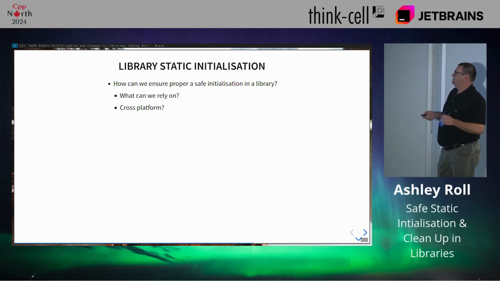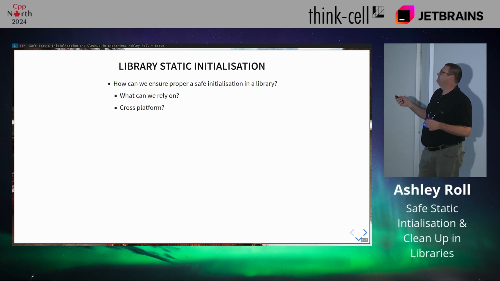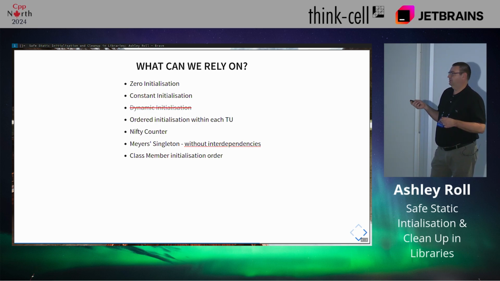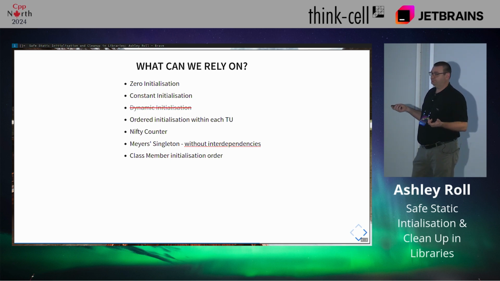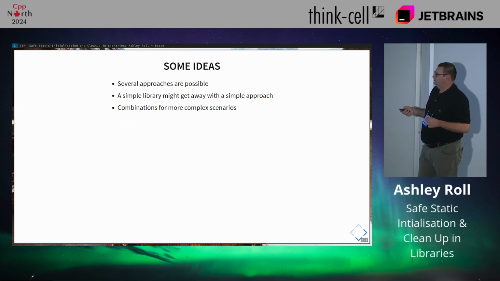So library static initialization. Knowing what we now know, how can we get this right? Well, we can rely on zeros, we can rely on constants. Let's not rely on dynamic initialization because that makes our life hard and unpredictable. We can rely on the order of initialization in a translation unit. We can rely on a nifty counter. We can rely on Meyers singletons without any dependencies between them. We can rely on class member initialization order. That's very handy, turns out. So let's have a look at some ideas.